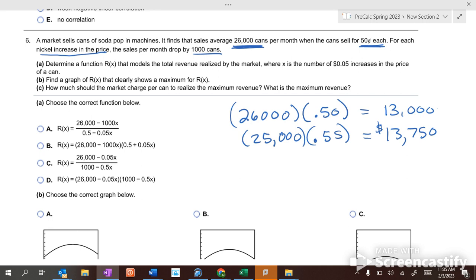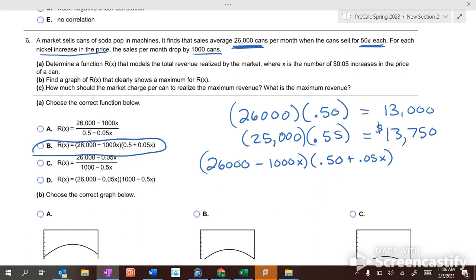Now, are we going to have to do this for every single nickel increase to figure out where they maximize their profit? And the answer is no. What we can do is say, well, we'll take 26,000 cans and we'll subtract 1,000 cans for every nickel increase. Okay? And so our price is 50 cents plus a nickel increase for every nickel increase. So if we have one nickel increase, then we go down by 1,000 cans. If we have two nickel increases, we go up by 10 cents and down by 2,000, and so on, which is this equation right here, right? So that's the equation we're going to use.